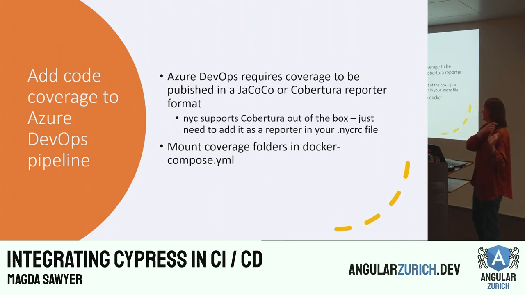When you are integrating this code coverage in Azure DevOps, what you also need to do is to add the specific reporter, because Azure DevOps works with Jacoco and Cobertura format, which means those would be the reporters you add to your configuration. And you need to mount those folders to the Docker Compose file. So that's pretty much it when it comes to code coverage.